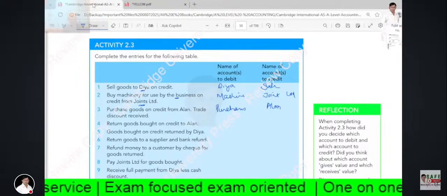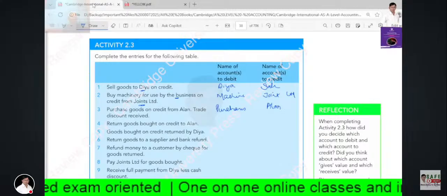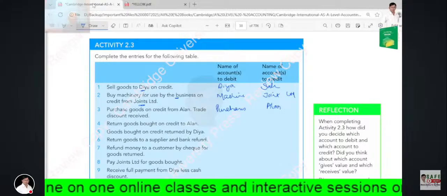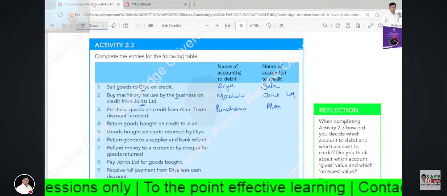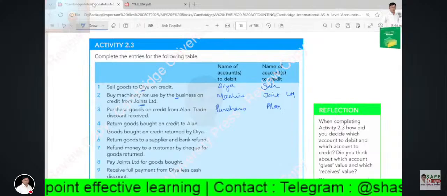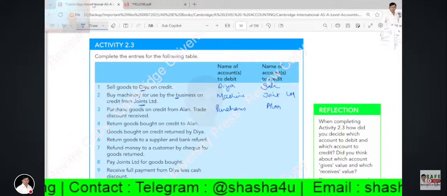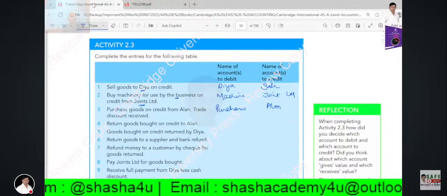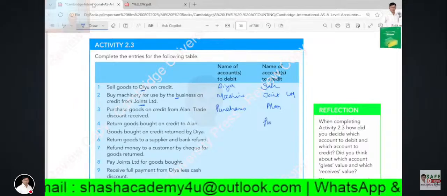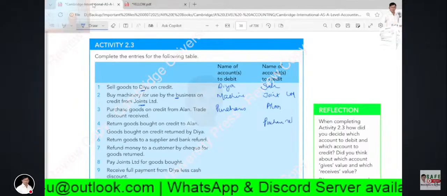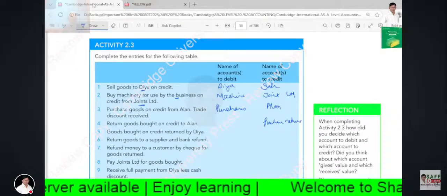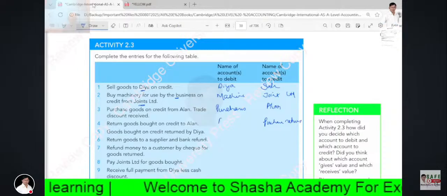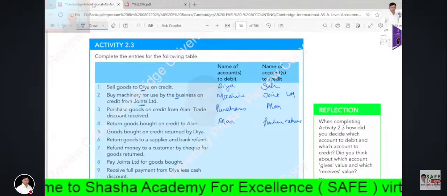Return goods bought on credit to Allen. So whatever goods we had purchased, we are returning it back. So these are called purchase returns. So purchase returns are exactly reverse of purchases. So when we return the goods, Allen will receive. So debit the receiver, debit the account that receives, Allen receives.